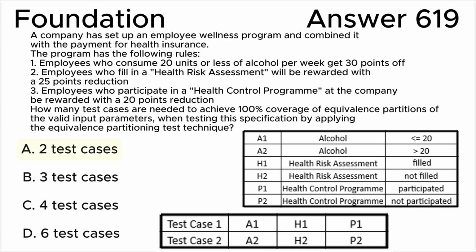In summary, the correct answer is A. Two test cases need to be tested to achieve 100% coverage of equivalence partitions of the valid input parameters. And answers B, C, D are wrong, because they are larger than necessary. They would also achieve coverage, but are not minimum sets. My recommendation: please remember that we need to correctly define all valid and invalid equivalence partitions for the equivalence partition test design technique.